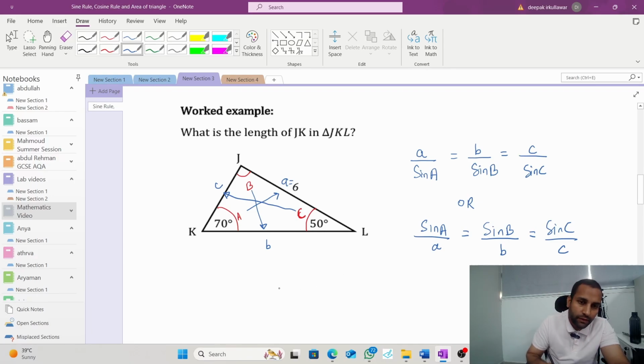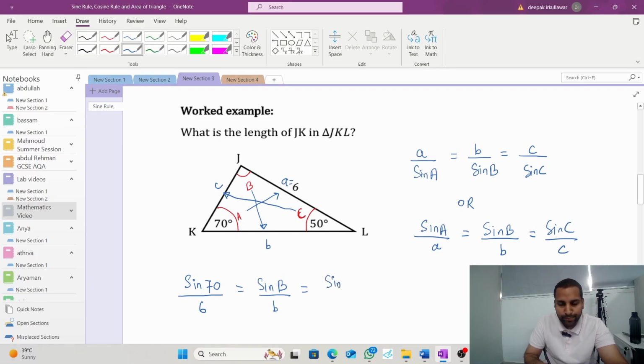Okay, so let us plug in the values. Sine A, so this would become sine 70 over a, which is 6, is equal to sine B. We don't know what is sine B, and we also don't know what is small b. And then we can write sine C, which is 50 degrees, over small c.